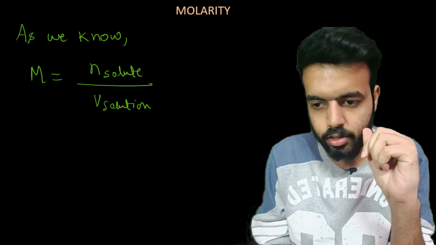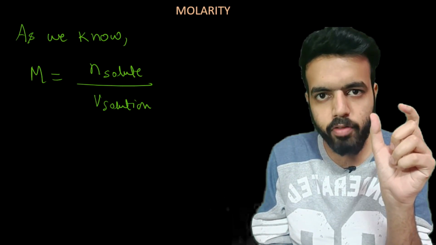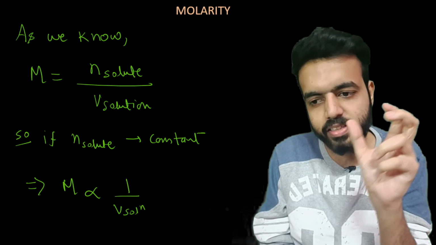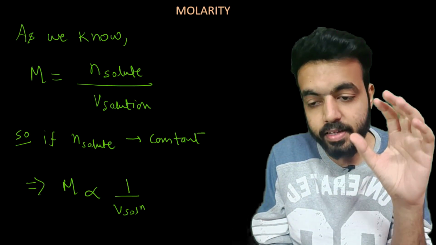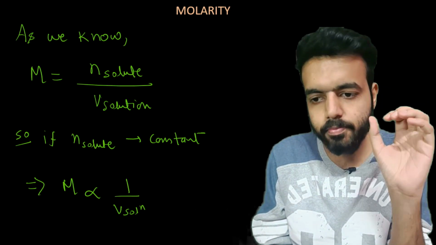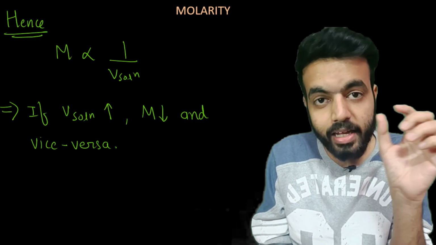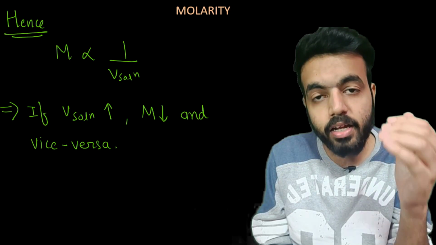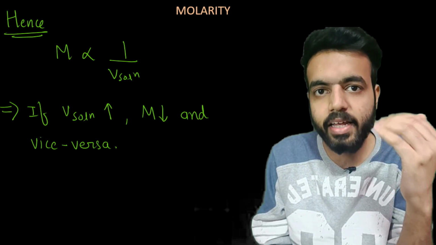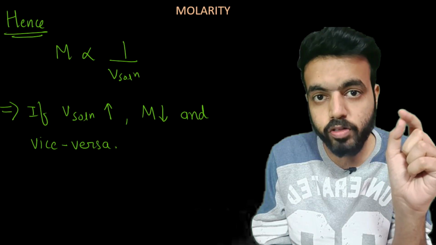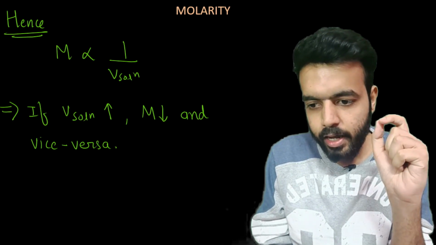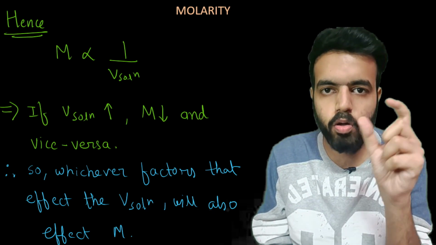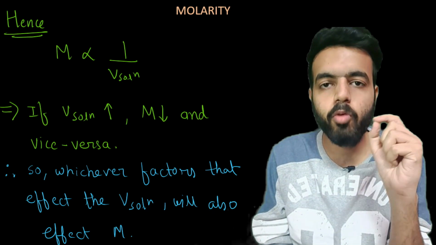As we know, molarity is nothing but the number of moles of solute upon volume of solution in liters. So if we keep the number of moles of solute constant, and we do not change that, then we can say that molarity is inversely proportional to the volume of solution. So if we increase the volume of solution, then molarity decreases, and if we decrease the volume of solution, then molarity increases, keeping the number of moles of solute constant.